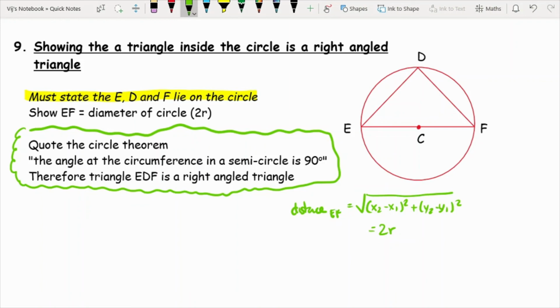So it's worth making a note of this. Just to summarize the steps in this particular question: work out the distance between the two furthest points. You might have to do a bit of jigging on this one, so you'd work out the distance of DE, EF and DF. Hopefully if it is a right angle triangle, then one of those distances will be the diameter of the circle. And you can work out the diameter of the circle by looking at the equation of the circle and multiplying the radius by 2. If they are the same, then that triangle is definitely going to be a right angle because of the circle theorem that's mentioned on the screen.